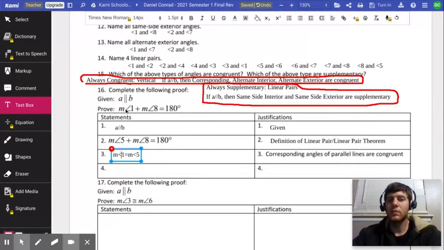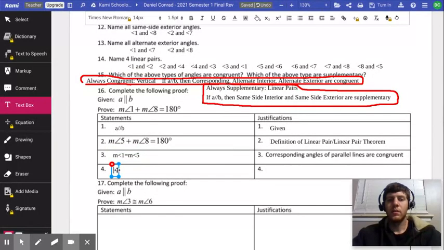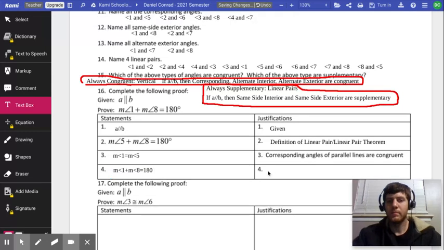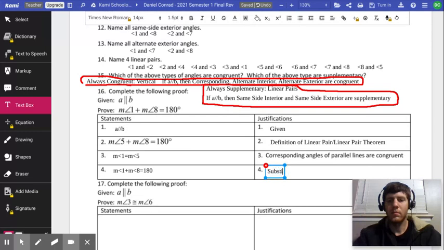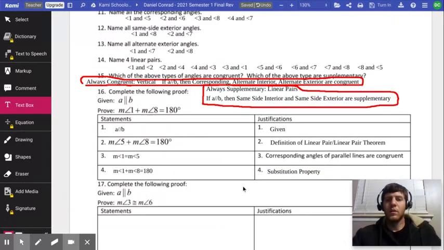We're trying to say that the measure of angle 1 plus the measure of angle 8 equals 180. Right here we have the equation, the measure of angle 5 plus the measure of angle 8 equals 180. But we know the measure of angle 5 equals the measure of angle 1, so we can substitute that in, right? And we can put the measure of angle 1 plus the measure of angle 8 equals 180. And that is substitution. Substitution property. Okay, and then that's what we were trying to prove.